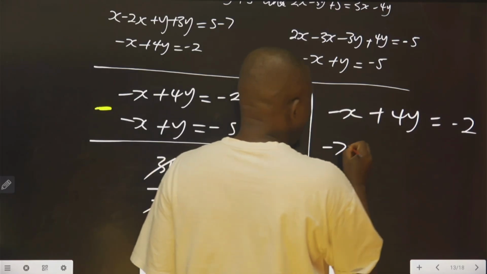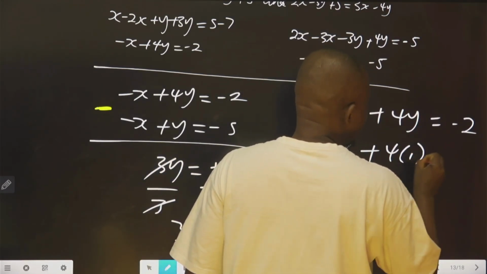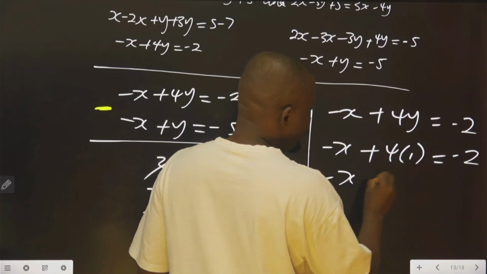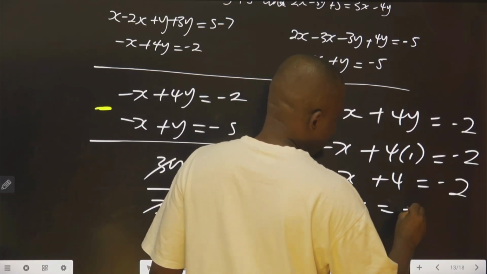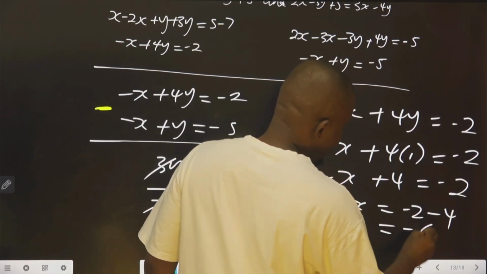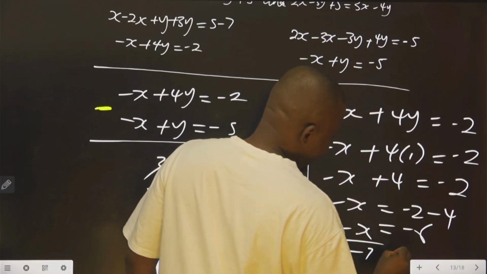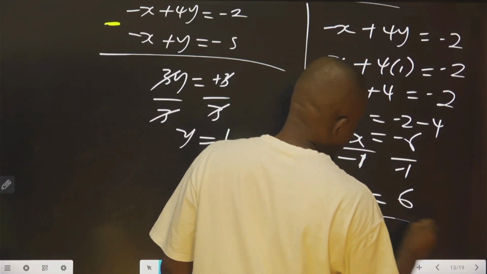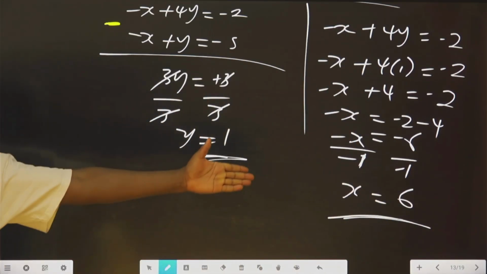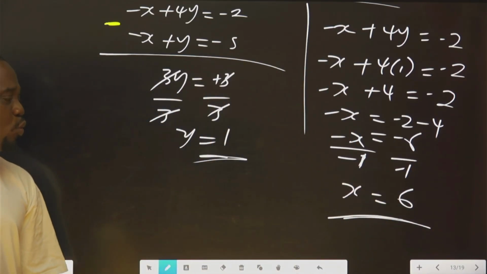That is minus x, 4 times 1 equals to minus 2. This will give us plus 4 equals to minus 2. This will give us minus 2 minus 4, minus 6. Divide both sides by minus 1, minus 1. You agree with me, you're going to have x as equals to 6. So x is equals to 6, y equals to 1.